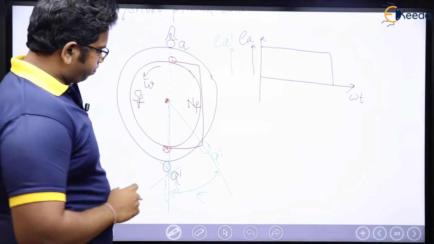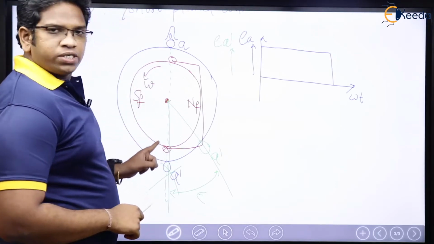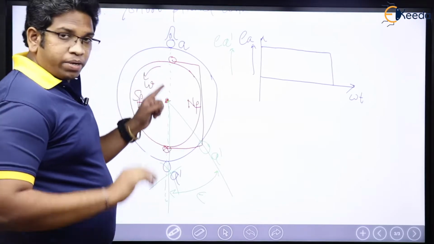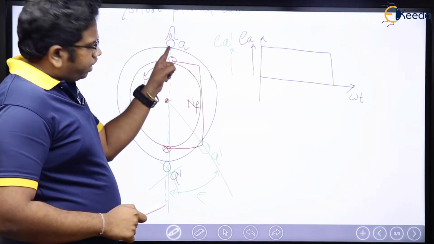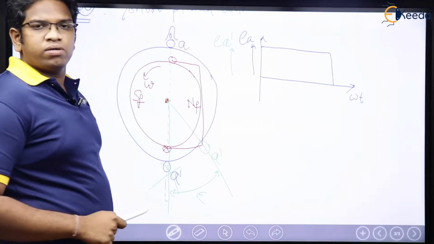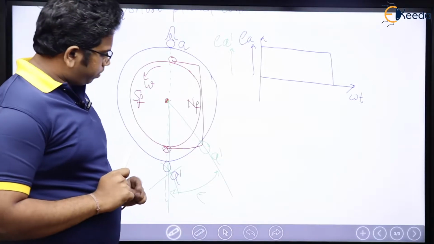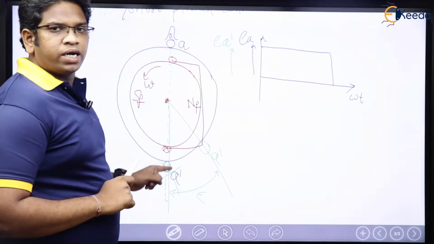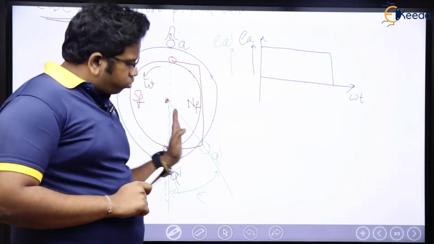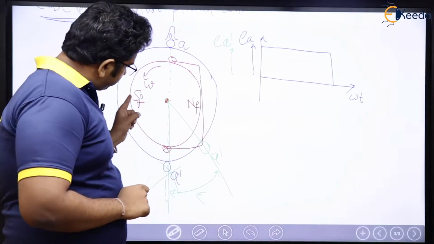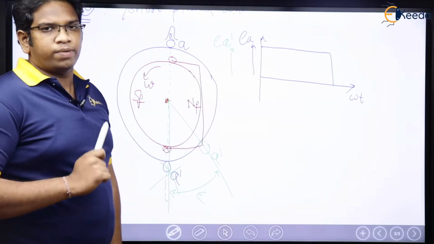What is going to happen now? See here. Ideally, when MF reaches here, SF reaches here, which means at the same time, if A dash was here, ideally when A has become positive maximum, A dash should become negative maximum. But what is going to happen here? A dash will not become negative maximum. Why? Because now A dash is here. So it will have to again rotate furthermore. Means this S pole has to rotate furthermore so that A dash will be maximum, negative maximum.